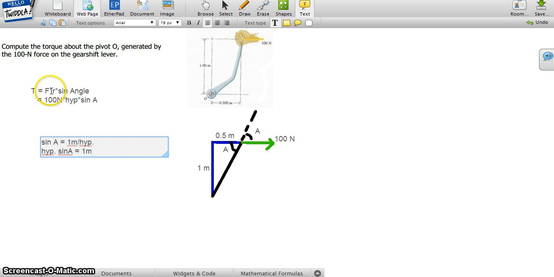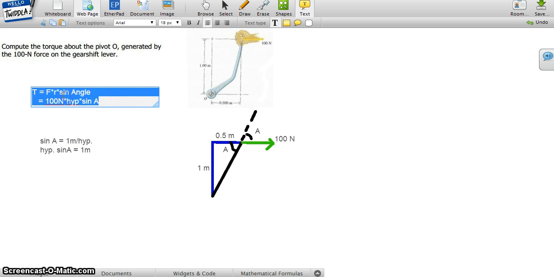In fact, always, instead of doing torque equals force times R times sine of angle, it's really that the torque is equal to the force times, I'm going to modify this, the lever arm length, or the perpendicular distance. Can't spell perpendicular distance.